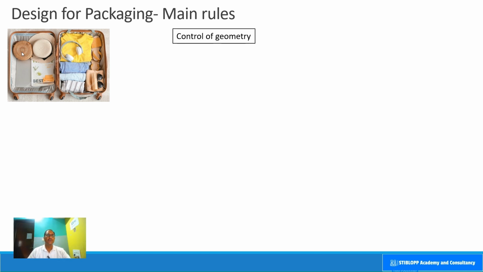The first main rule is control of the geometry. As I explained before, we have to design our component in such a way that none of the geometry parameters interfere or clash with the space envelope of the adjacent component or the part. Here, when I say geometry, it means the length, width, and the height. And also, there could be some of the projections which could come outside and interfere with the adjacent space.